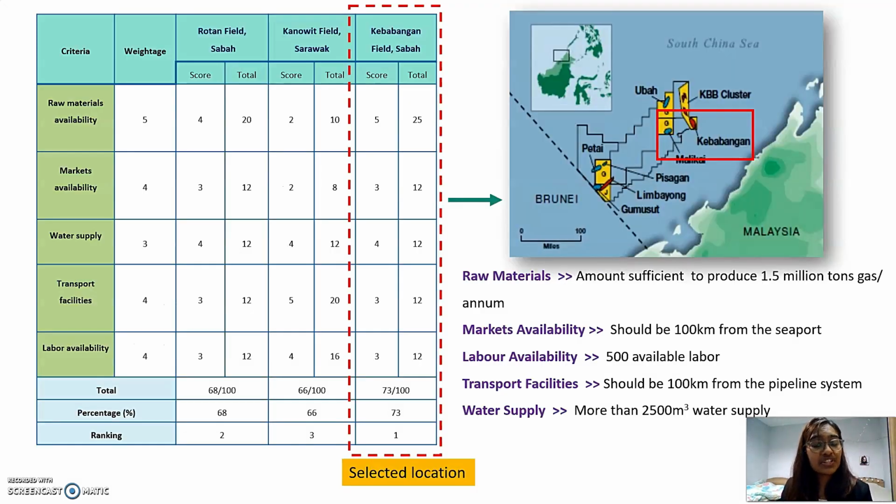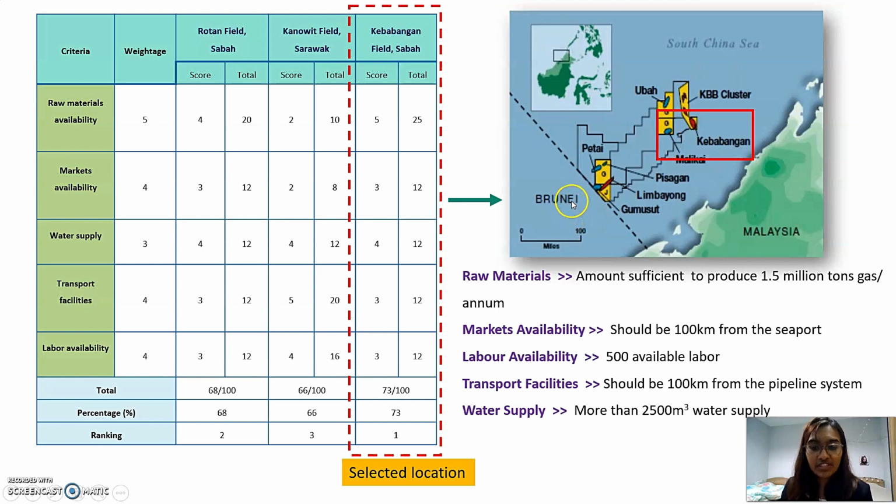The weightage criteria ranges from 1 to 5 in order of importance. Based on the decision criteria of the comparison table, it is concluded that the Kebabangan field of Sabah is found to be the most suitable location.